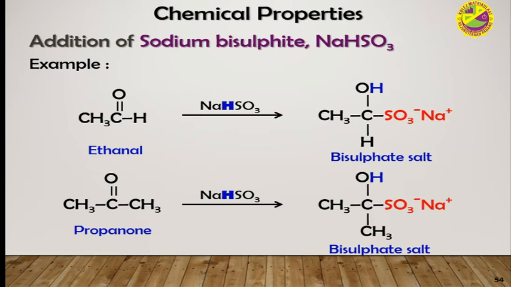The carbon double bond O is lost. The hydrogen from NaHSO3 goes to the oxygen and it becomes OH, and another single bond from carbon is attached to SO3 minus Na plus. So that's how you predict the product of a reaction between carbonyl compound and sodium bisulfite.